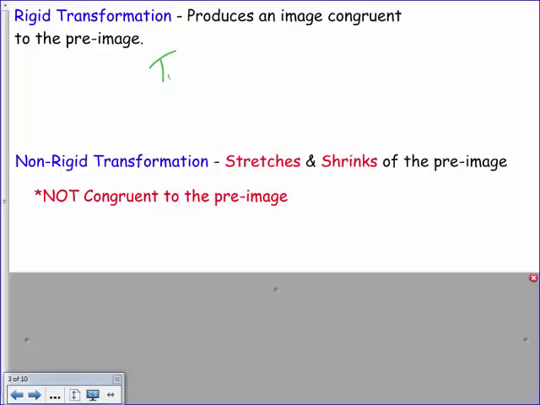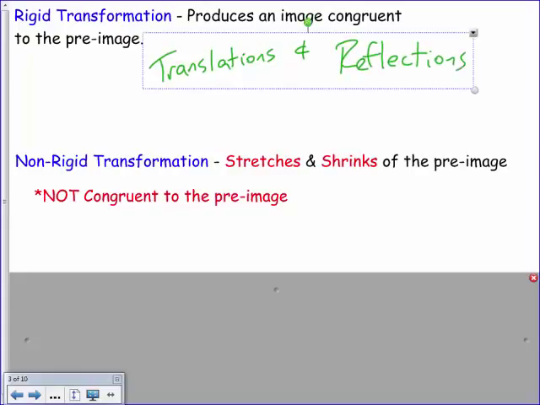So translations and reflections give you congruent images. They're just shifted or flipped, right? But they're congruent. They're the exact same size. A non-rigid transformation is when they're not congruent. So that's what we're going to do today.